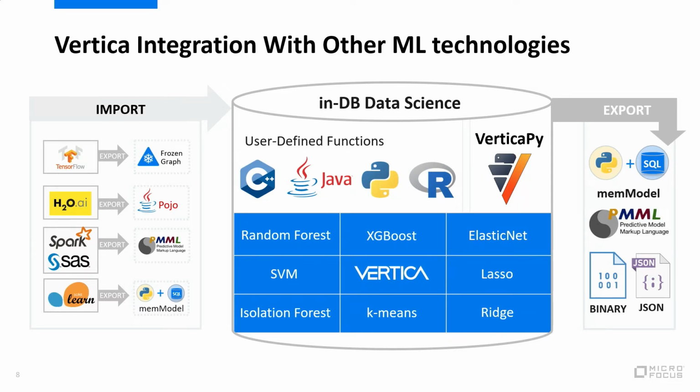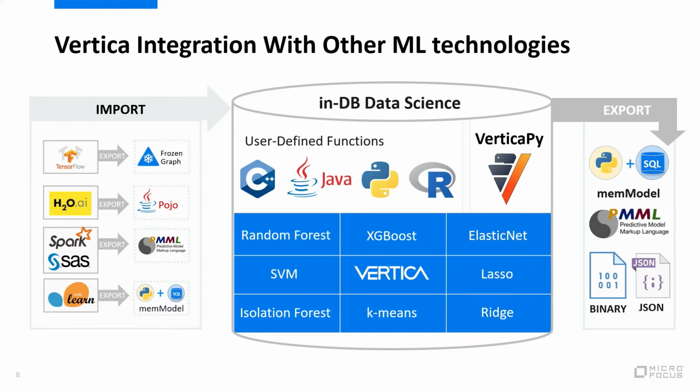So here it is. You have a set of functions, a set of algorithms. You can import them using different technologies, frozen graph, PMML, and you can also export them to PMML and MEM model. But if you're looking well, you can also use what we call user-defined functions. These user-defined functions are functions that you can code in C++, Java, Python, and R directly inside Vertica in order to deploy your work directly in Vertica.